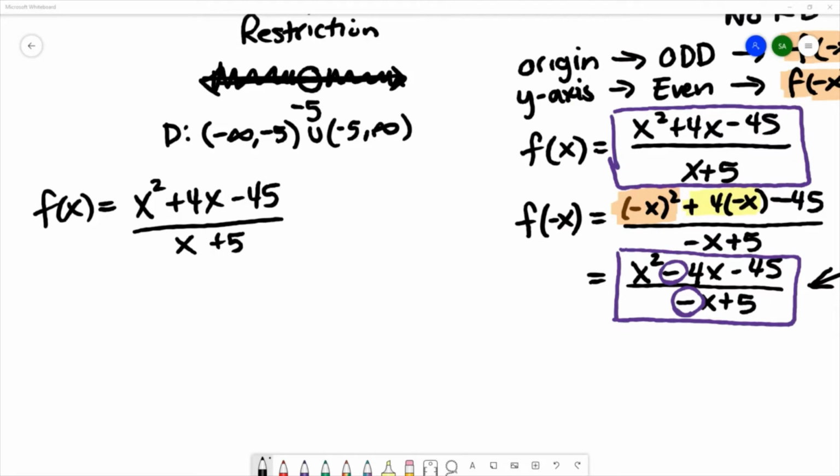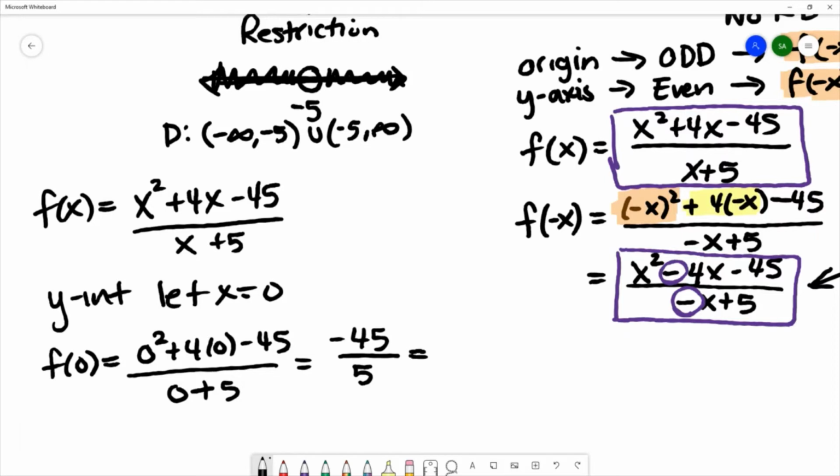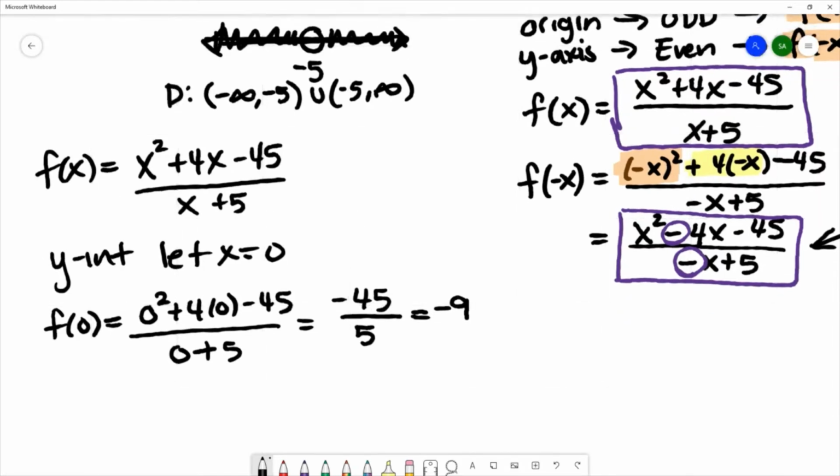The next thing we want to do is find the y-intercept. To find a y-intercept, we're going to let x equal 0. So f of 0 is equal to 0 squared plus 4 times 0 minus 45 over 0 plus 5. In the numerator, that simplifies to be negative 45, and in the denominator, that simplifies to be 5. Negative 45 divided by 5 is negative 9, and so the y-intercept for this graph is (0, -9).